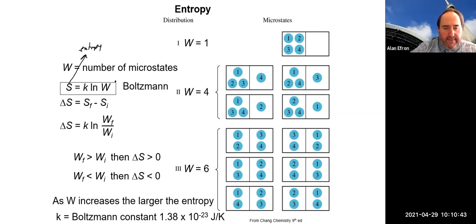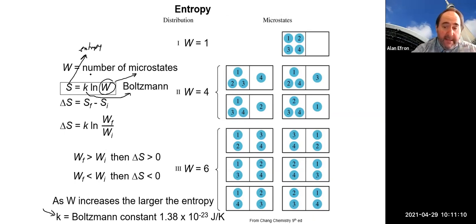W is the microstates. K is Boltzmann's constant, which is down here at the bottom. And when we think about this equation and about different ways of accomplishing something, we do get some ideas as to what's going to happen in terms of the entropy.